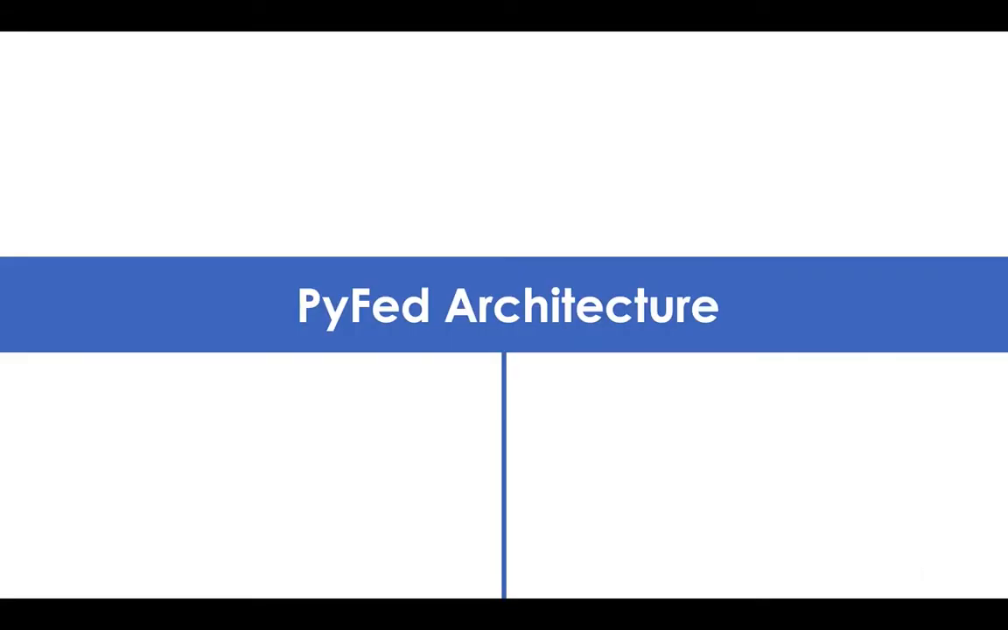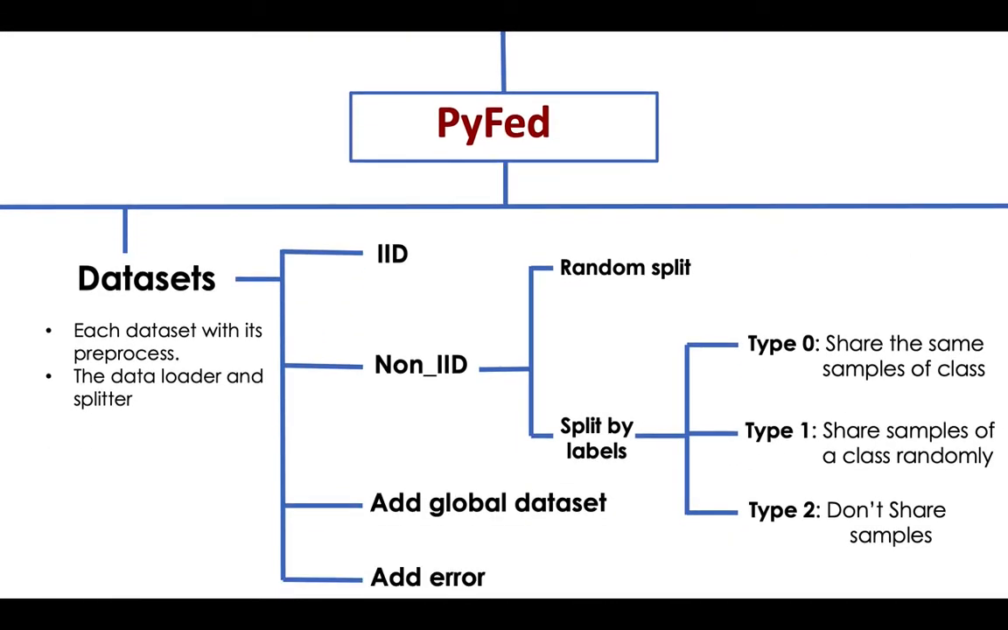Now let's discover the architecture of our framework. You can find all the details and the open source code in our GitHub repository. Feel free to join our community. First, we have a dataset package. Here we have everything that's related to the dataset: the preprocessing, the data loader, etc.